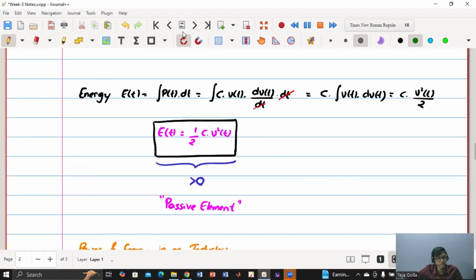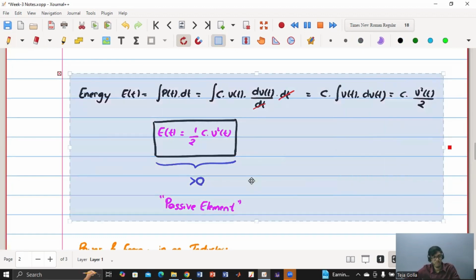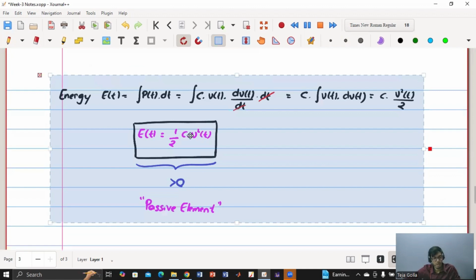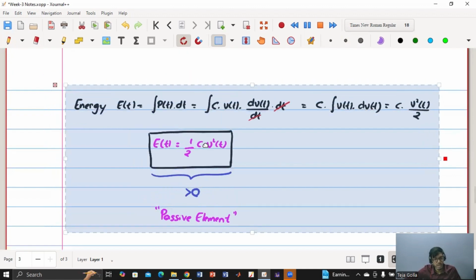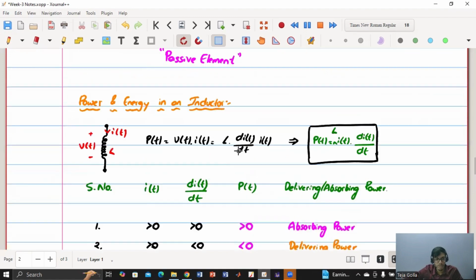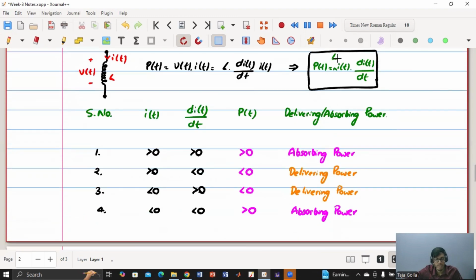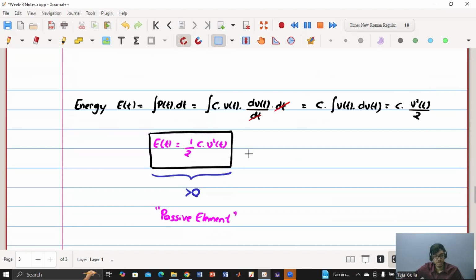Now, let us go back to energy. And energy also is almost the same. You can always see that capacitor and inductor are analogous. If it is voltage in one case, it will be current in the other case. If it is current in one case, it will be the voltage in the other case. So here we have C into V of t into dV of t by dt. Instead of capacitance, we have L. Instead of voltage, we have current, so I of t into di of t by dt. So let us replace it.